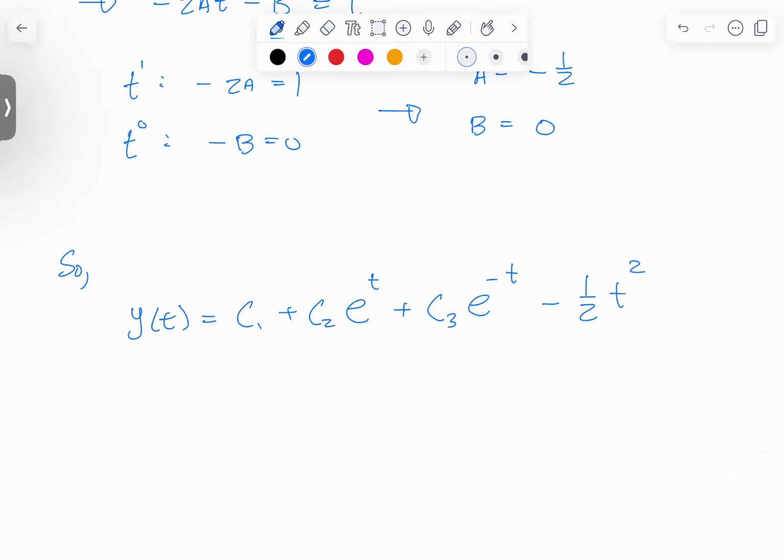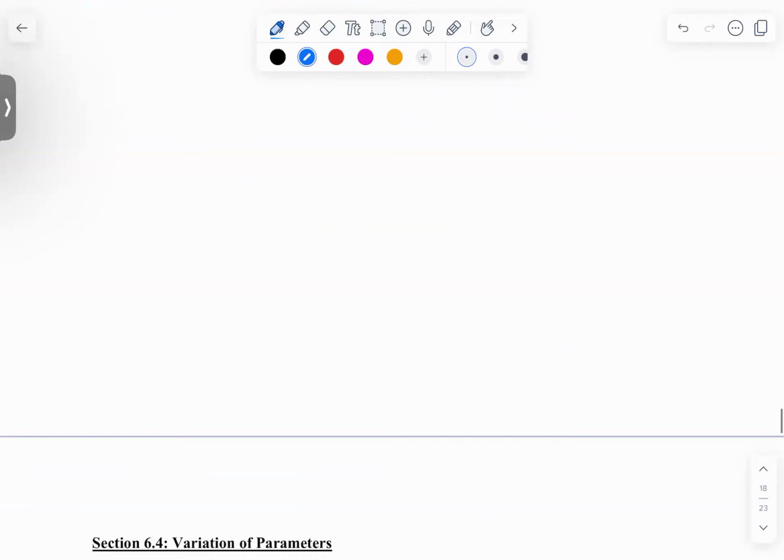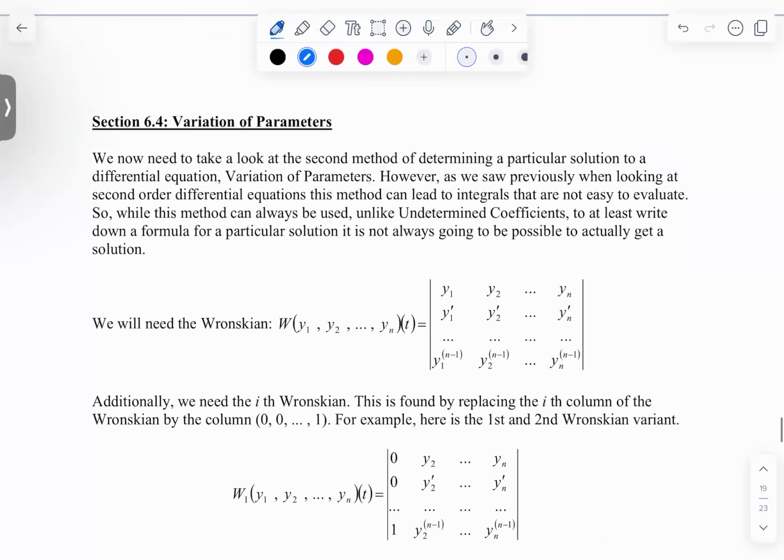Which gives us our finished solution. All right, I want to show that because our other method, variation of parameters, we saw, unlike undetermined coefficients, can solve anything. It's just about how difficult that integral is.